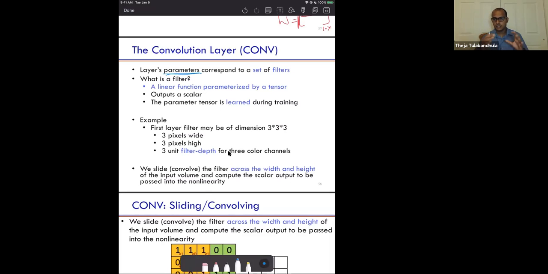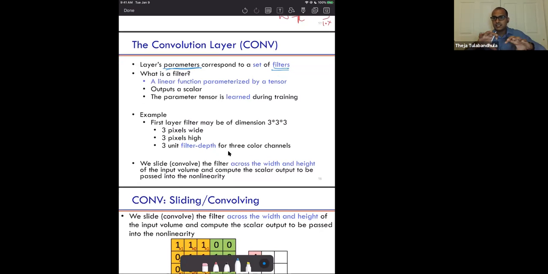Just like the matrix has a bunch of numbers, those are the parameters corresponding to the fully connected layer. Here we'll have a bunch of parameters, and we'll split them up into sets of filters. Let's say, hypothetically, we have 90 parameters. I'm going to split them into sets of size 9, so 10 such sets, and each set I'll call a filter.